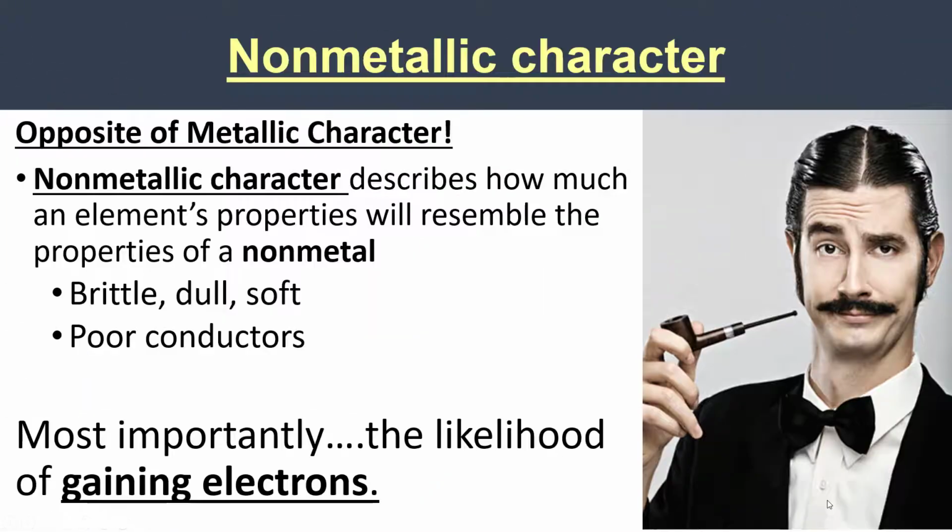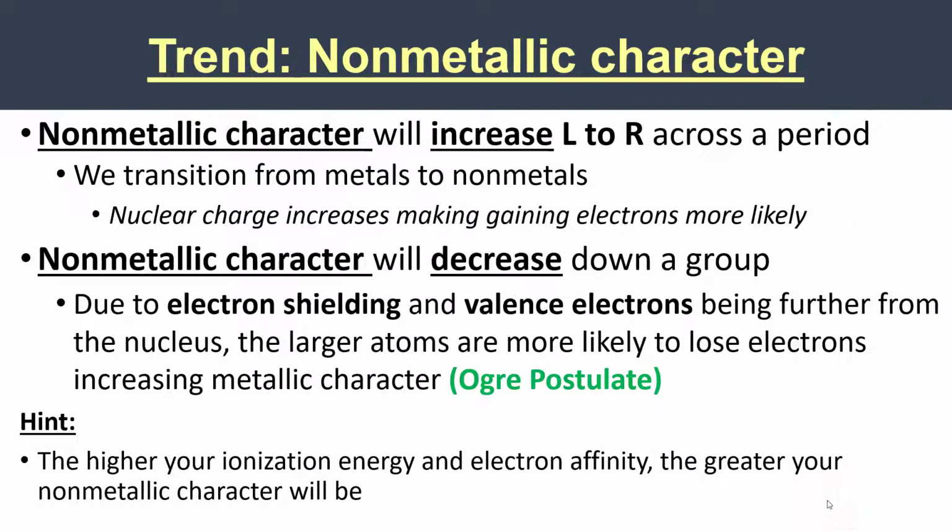Non-metallic character is the opposite of metallic character. Non-metallic character will describe how much an element's properties will resemble those of a non-metal. And you guys know non-metal properties are brittle, dull, soft, poor conductors, but most importantly, your non-metals are the gainers of electrons. So when we want to talk about quantifying non-metallic character, you can look at how likely some element is to gain electrons and say if you are likely to gain electrons, you have high non-metallic character.